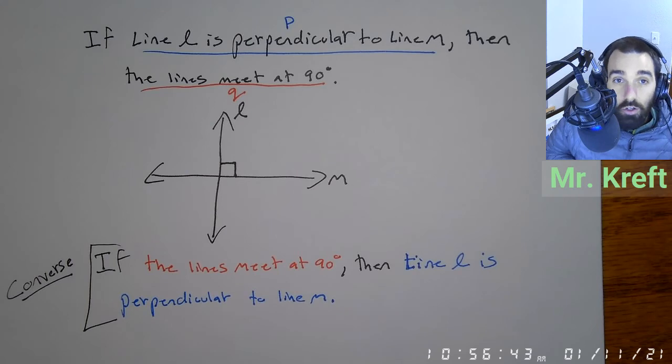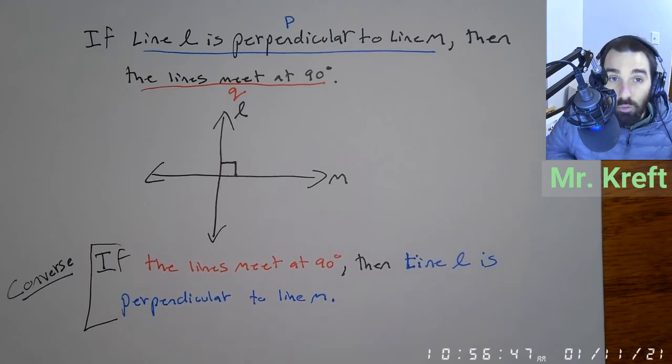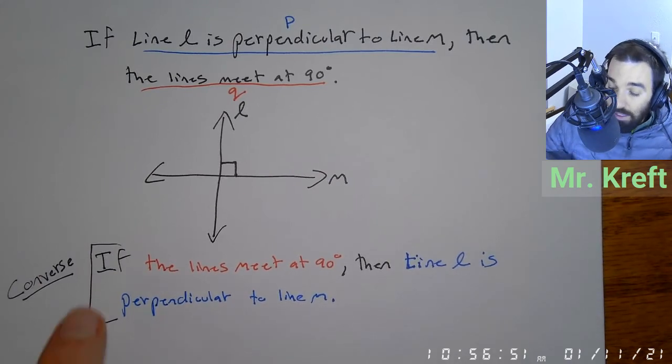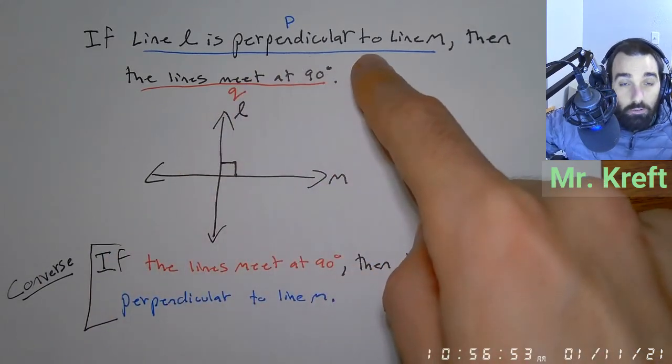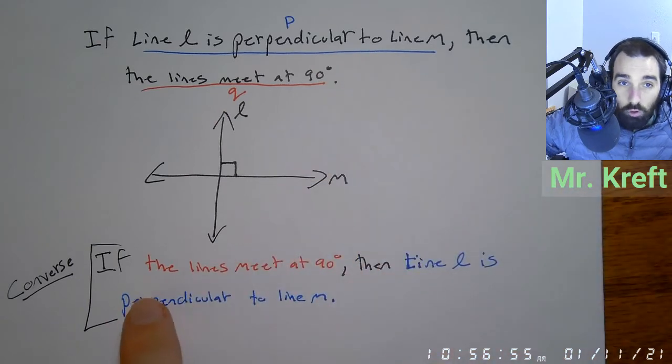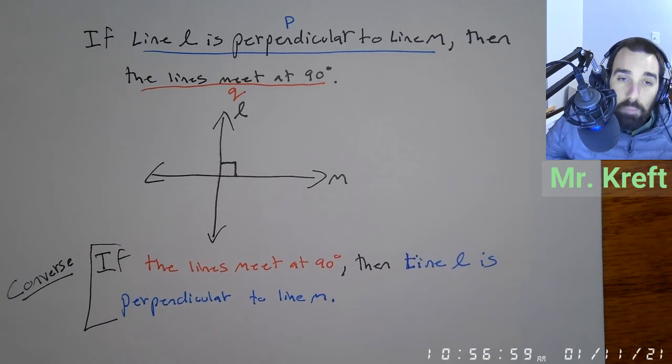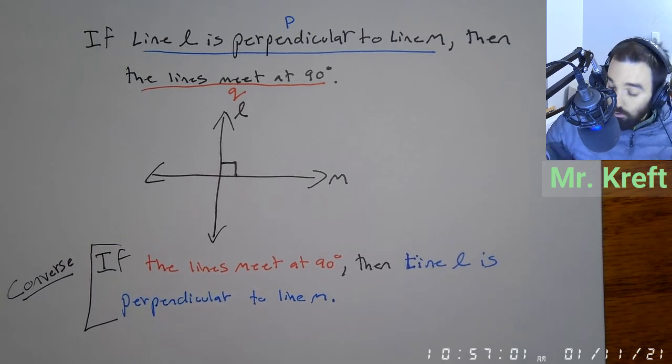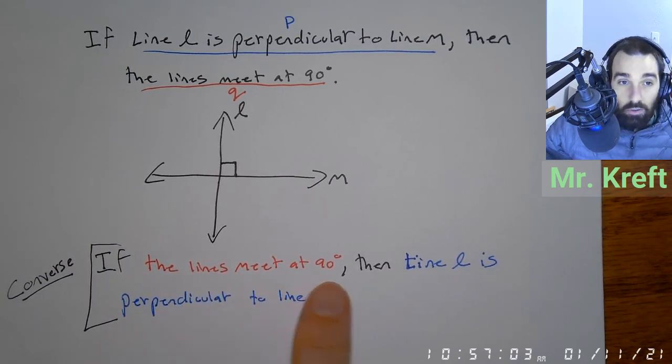Now, the converse and the statement aren't always true, so you're going to have to think about that, and we're not going to dive too much into that in this COVID year. But the point I'm trying to make is that if your original conditional statement is true and your converse is true, then it's called biconditional. And let's read this. If lines meet at 90 degrees, then the lines are perpendicular. Absolutely, it goes both ways.